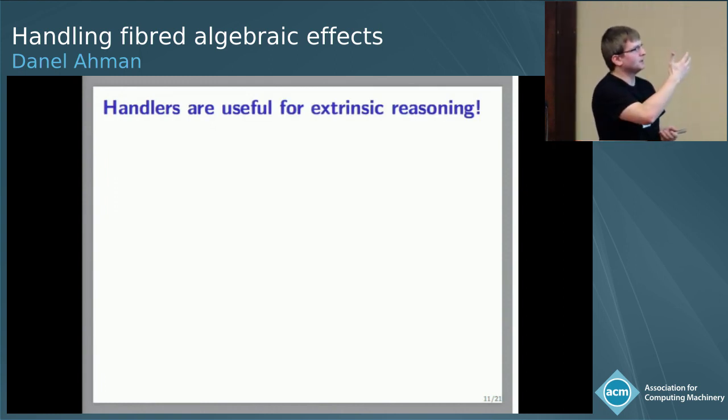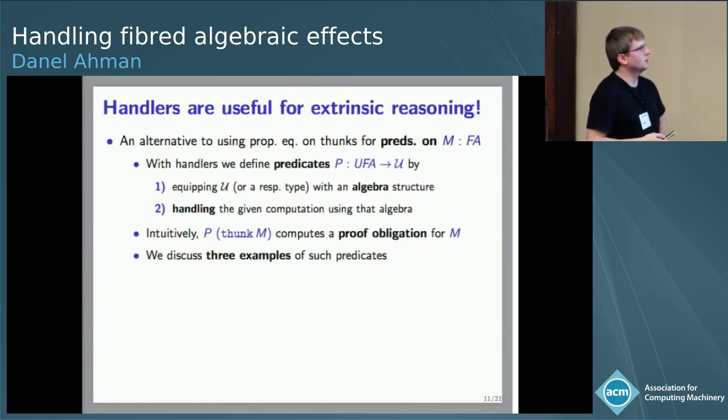So they're useful for this notion of extrinsic reasoning, in the sense that the types of the computations are not very expressive, but there are going to be predicates on the side, defined using the handlers, that describe the specifications of your programs that you're interested in. The idea is that we're looking at computations that will return some values of some type A, and we want to define predicates over them, or predicates over thunks of them, because types can only depend on values in this setting.